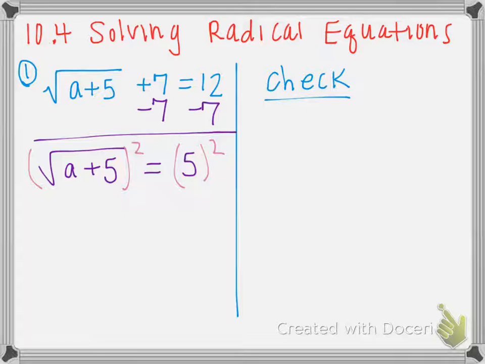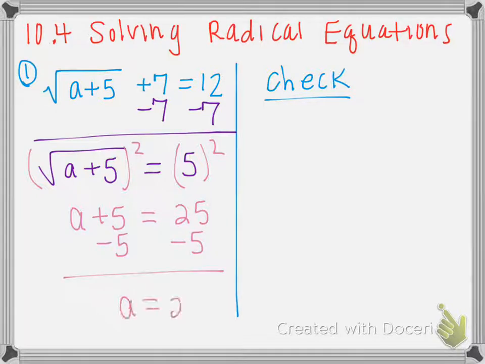So the square root of a plus 5, and we're squaring that, the radical just disappears and you're left with a plus 5. And 5 squared is 5 times 5, which is 25. Now this is an easy one-step equation. Subtract 5 from both sides, and a equals 20.